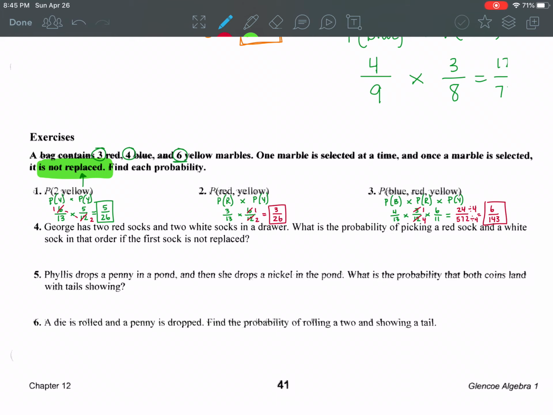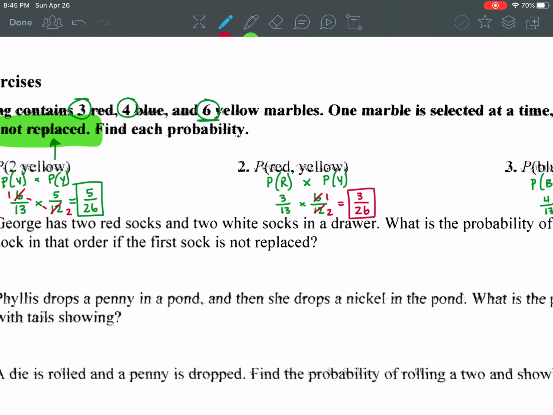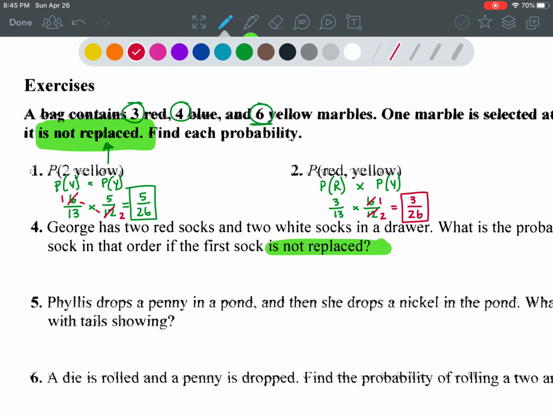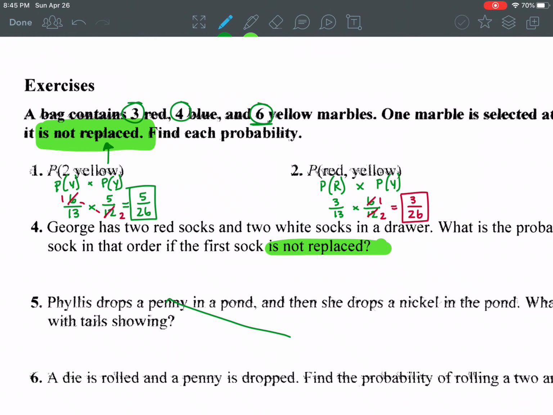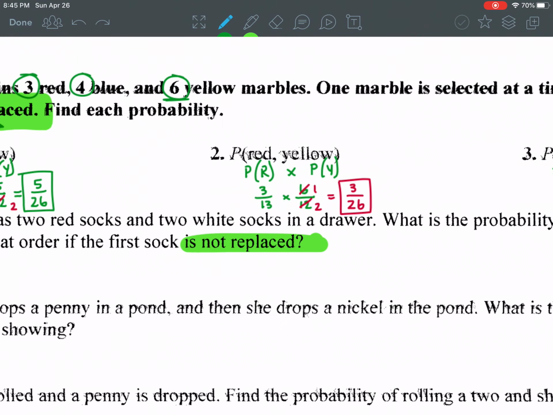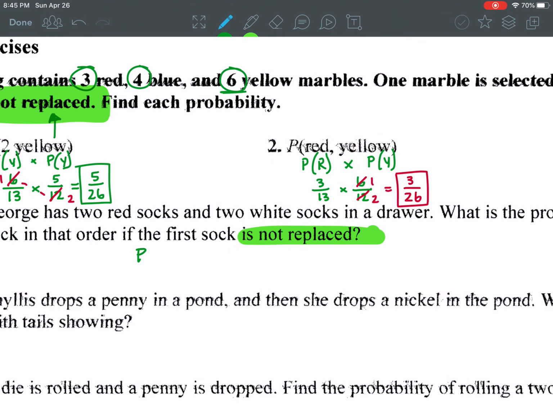I'll do a few more here. George has 2 red socks, 2 white socks in a drawer. What's the probability of picking a red sock and then a white sock in that order again if the first sock is not replaced? So this is dependent. All right, so we're looking for a red sock and then a white sock. So the probability of the first one being red, second one being white.